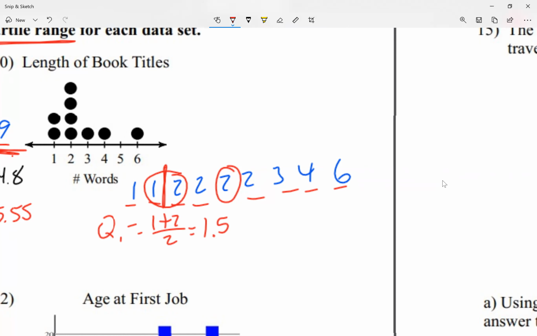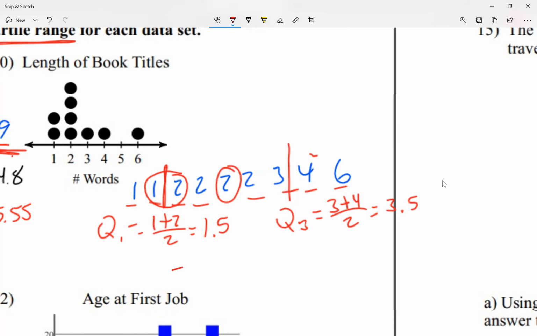Now looking at the upper half, I'm gonna say the median is right here, right in between 3 and 4. So quartile 3 or upper quartile is the number between 3 and 4. Decimals are okay. If we cannot tell, I'm just gonna add 3 plus 4 divided by 2, and I get 3.5. Good.